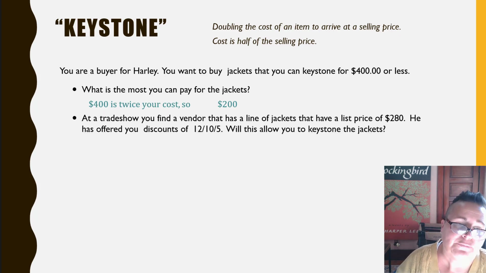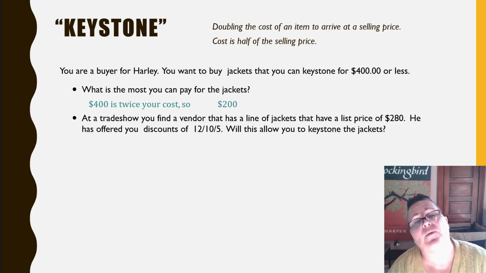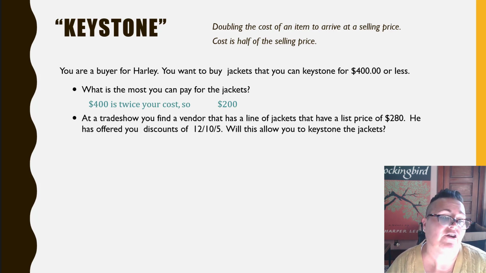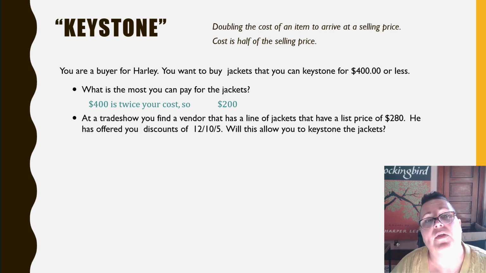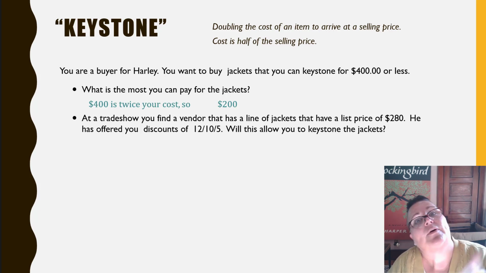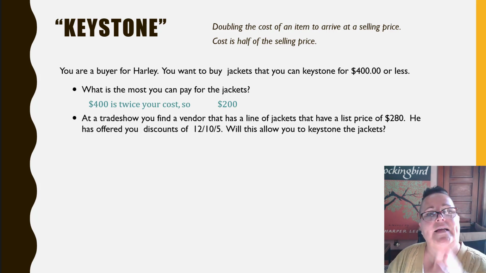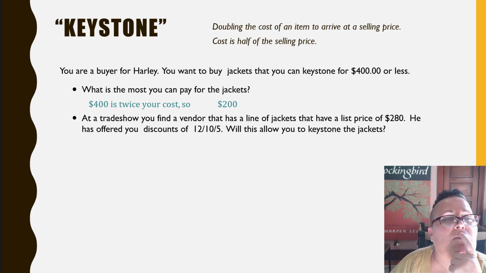At a trade show, you have found a vendor with a line of jackets, and they have a list price on those jackets of $280. The vendor has offered you discounts of 12, 10, and 5. Will this allow you to keystone those jackets at the price point that you initially stated, $400? So do you recognize the 12, 10, 5?